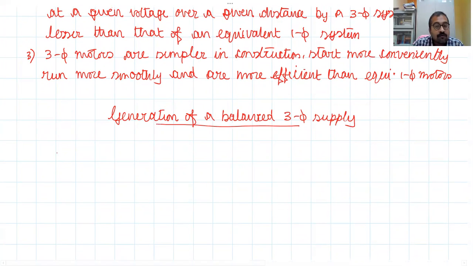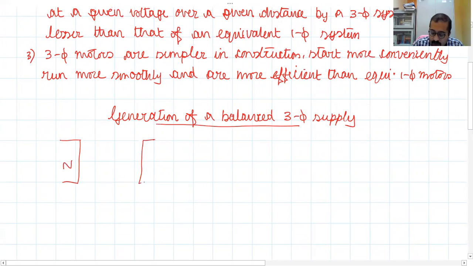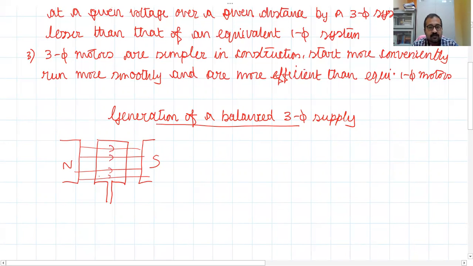We know how single phase voltage is generated. Here you have a north pole, here you have a south pole, and there is a coil which can rotate in between. As the coil rotates, it will cut the magnetic flux and hence an EMF is induced. This was the case of one coil. Phase essentially means coil or winding. So this is the case of single phase EMF generation.